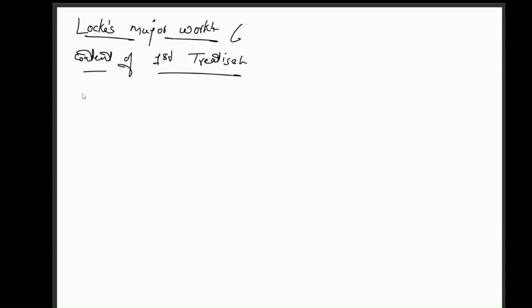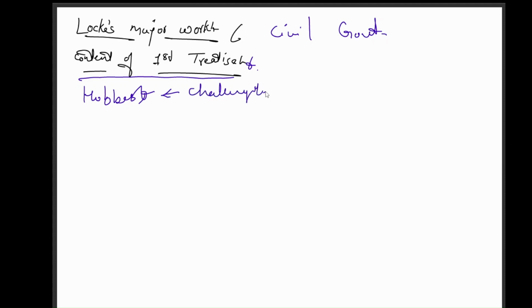Now, what are his major works? His major work is on civil government, and its first treatise. He was a contemporary of Hobbes. It is said that in that time period he wanted to challenge the absolute state, as Hobbes had given absolute power to the state. But Hobbes was a controversial figure; his books were banned by the church.